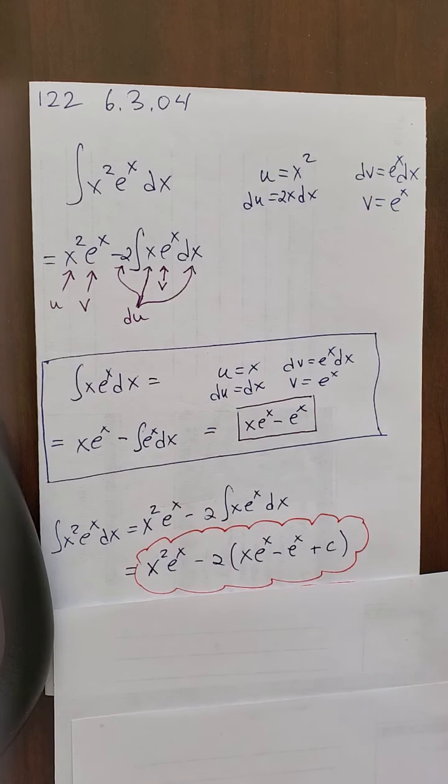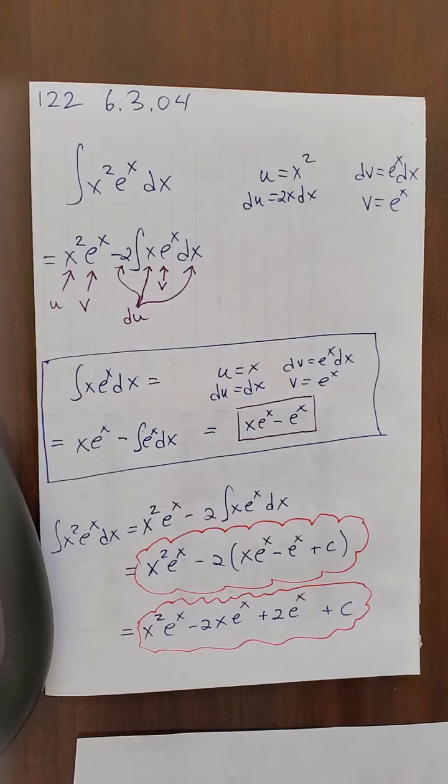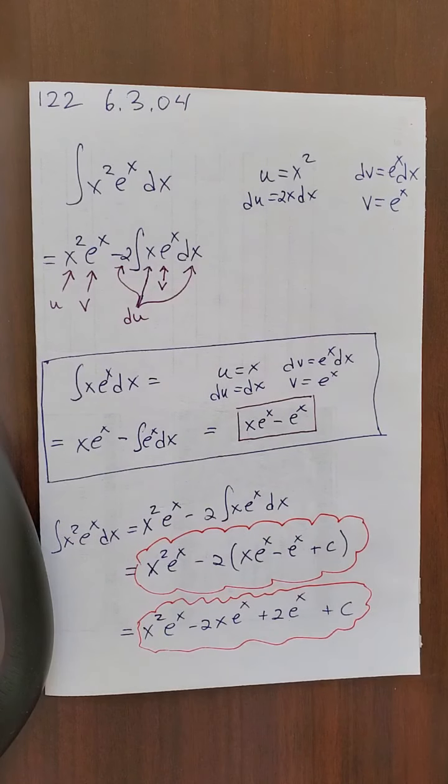But if you wanted to simplify it, you could just do this, and get rid of the parentheses. Now notice here, I have x squared e to the x minus 2x e to the x plus 2e to the x. And then I wrote plus c. But really, why is it plus c? It's really minus 2 times c. So it should be minus 2c.